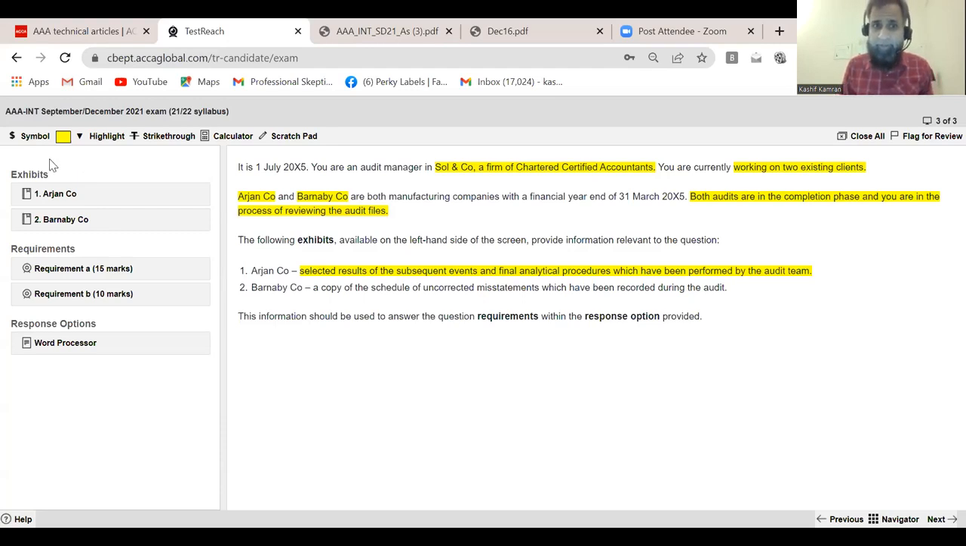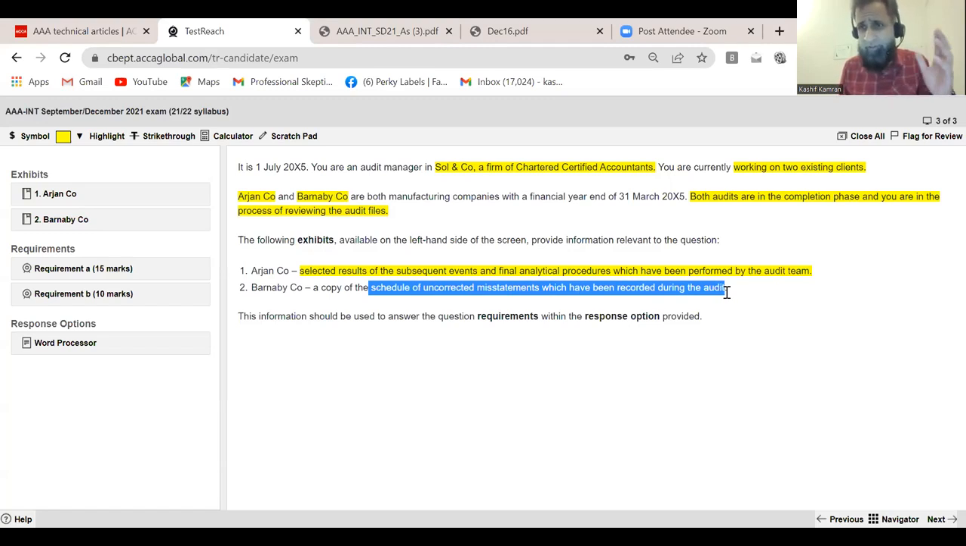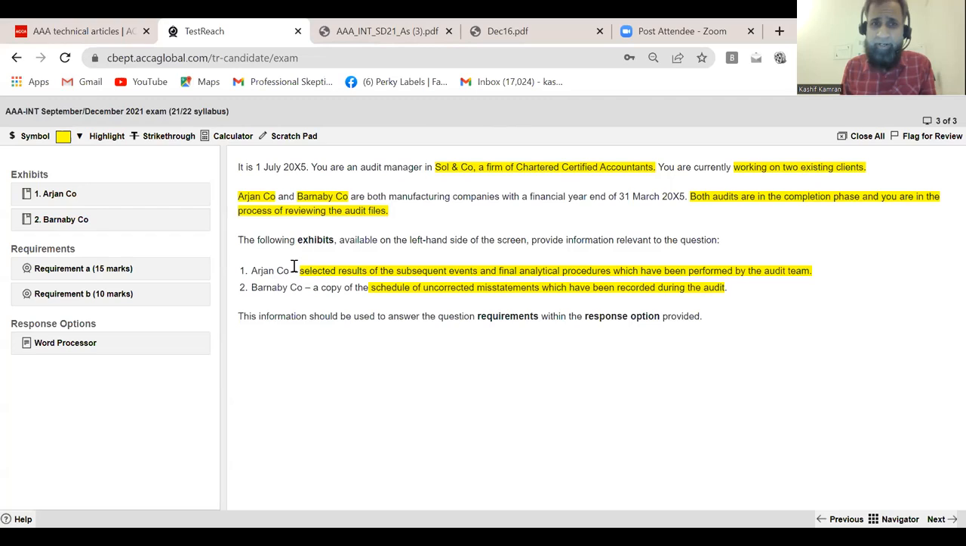And for the Brannaby Company, a copy of the schedule of the uncorrected misstatements have been recorded during the audit. So that's like a typical reporting question, right? Schedule of an uncorrected misstatement. We've seen that so many times in the past paper. Schedule of uncorrected misstatement for a Brannaby Company, and what is the impact of the misstatements on the audit opinion? That's a typical question. So we have one situation for audit report, Brannaby Company and Urgent Company. Let's see what is the requirement for Urgent Company for analytical procedures and subsequent event review.